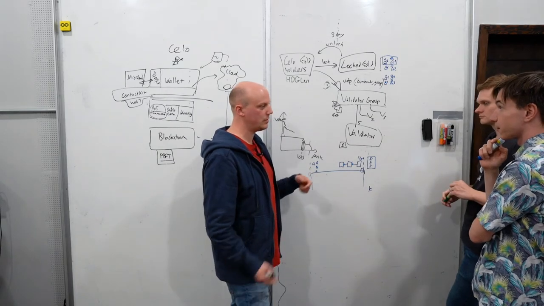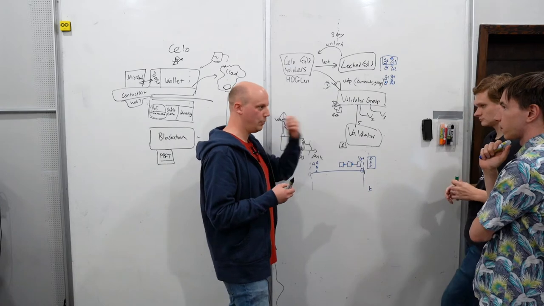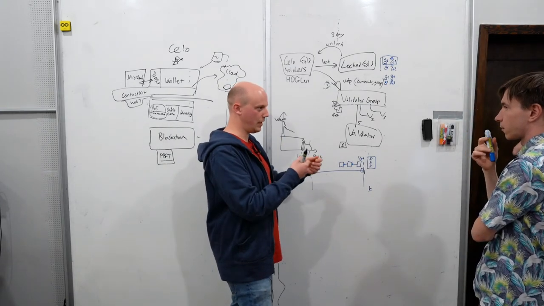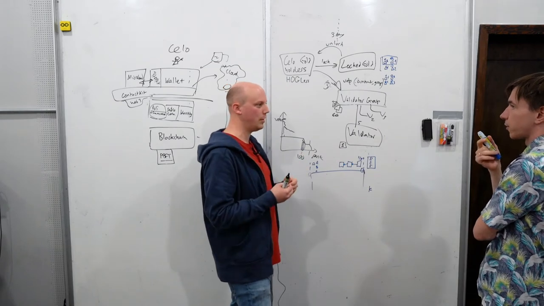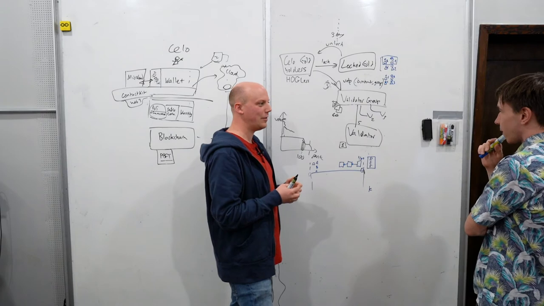Basically, every validator, it's like a commit-reveal scheme. Every validator puts in a hash that determines a random number. Randao. Sorry, Randao. I don't know that scheme.